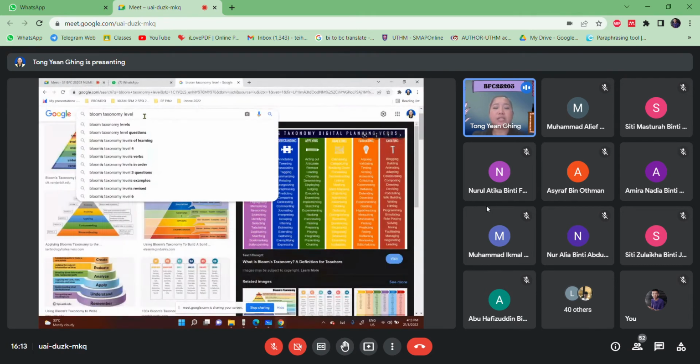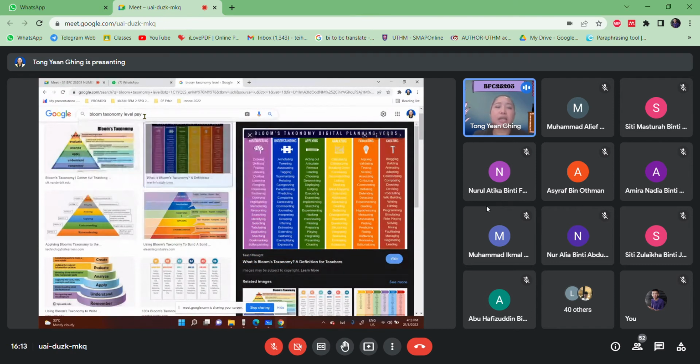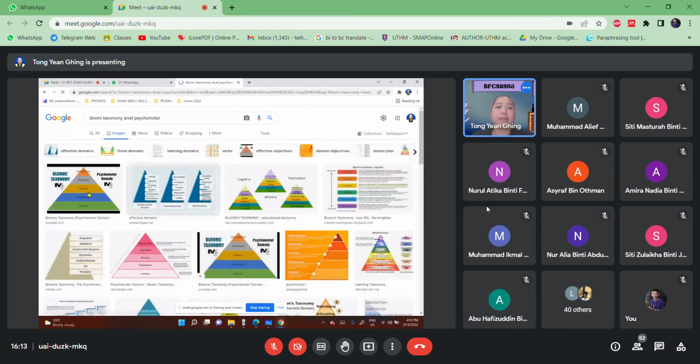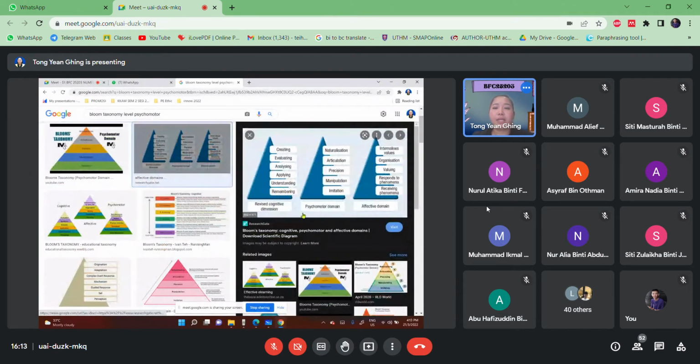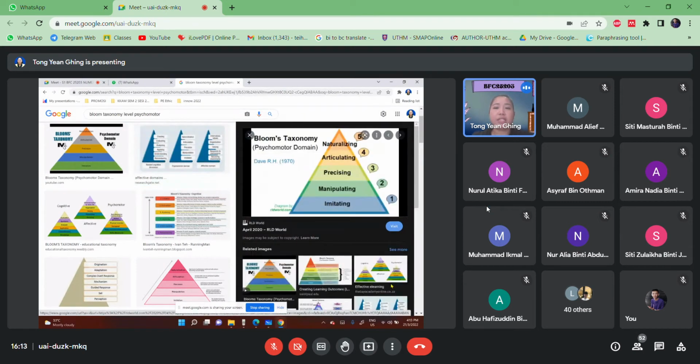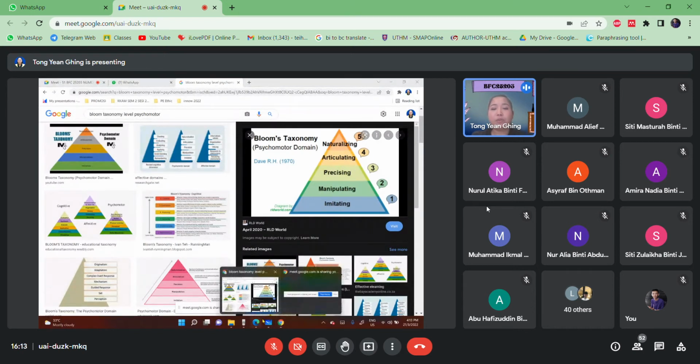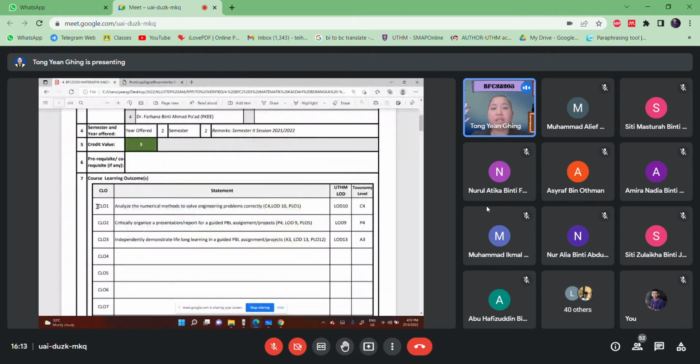If you want to find it, you can just search for P, which is psychomotor. This one, P, is psychomotor, and then affective. 1, 2, 3, 4. If you see this one, this is the psychomotor domain, 1, 2, 3, 4. So articulating. This one is based on your report.